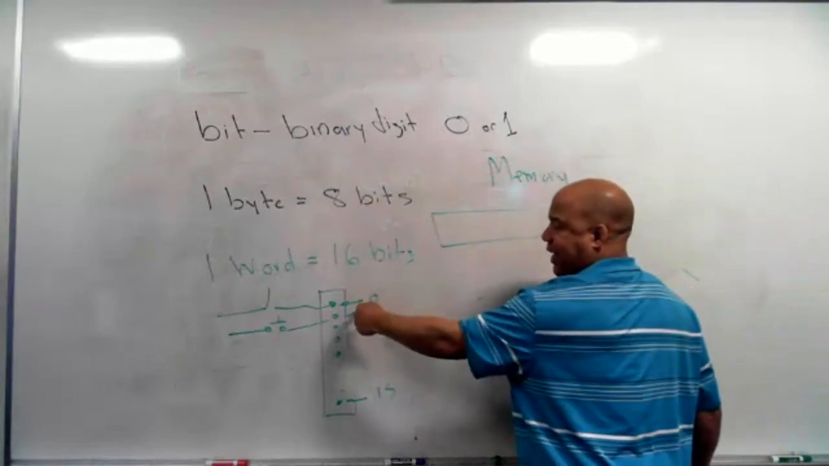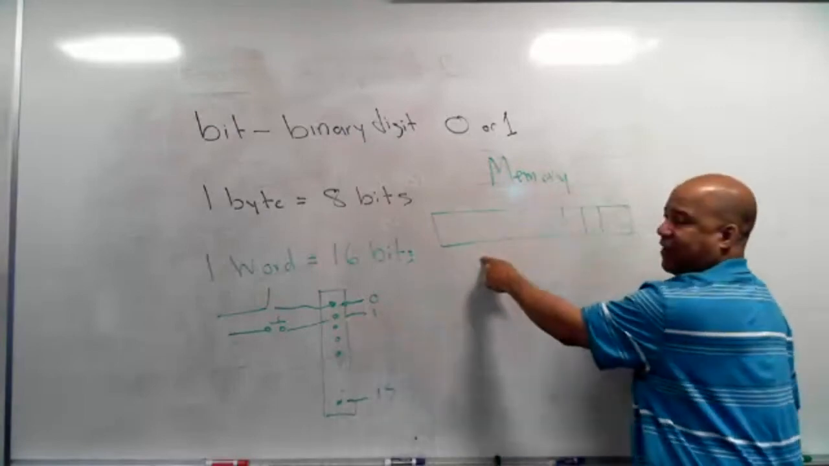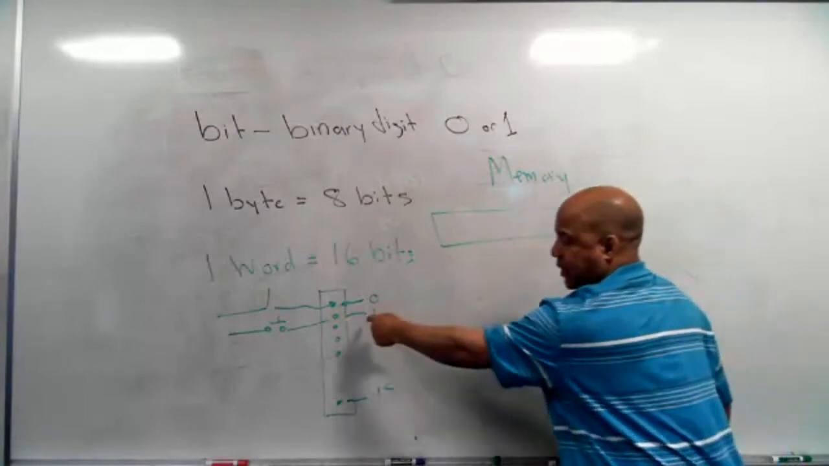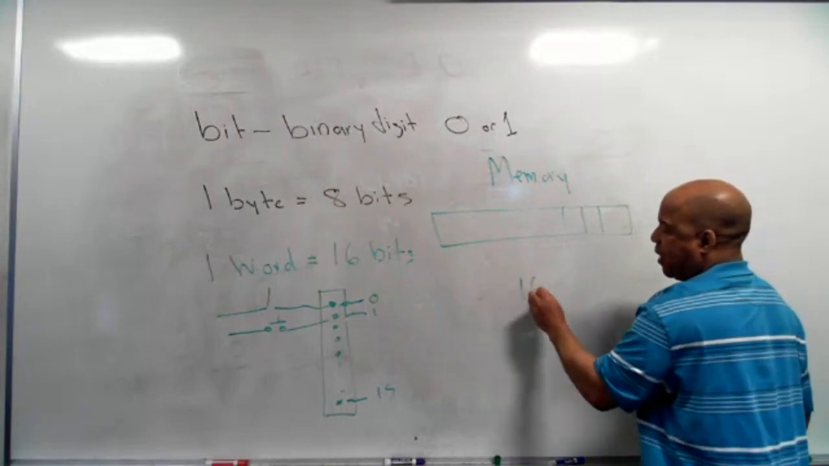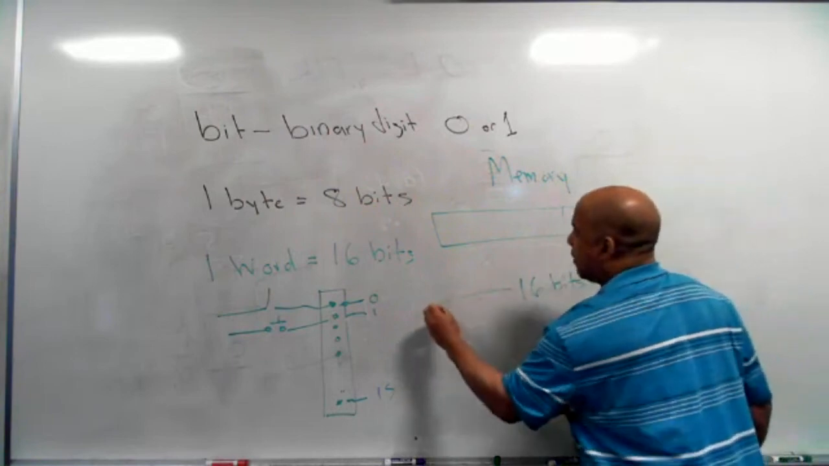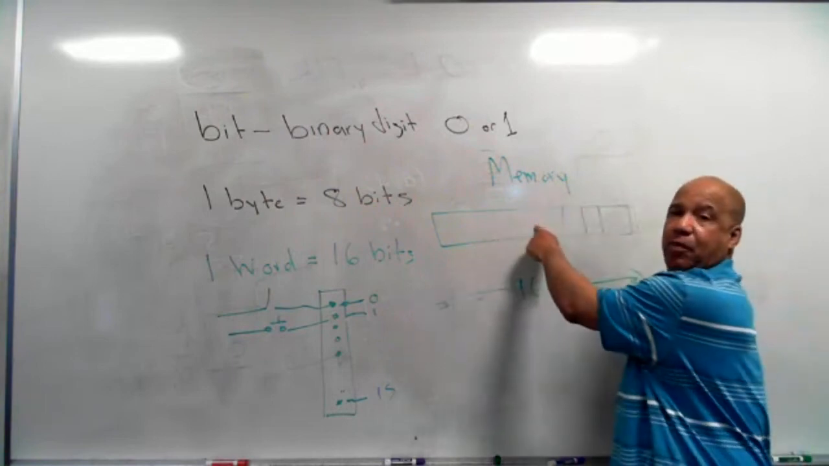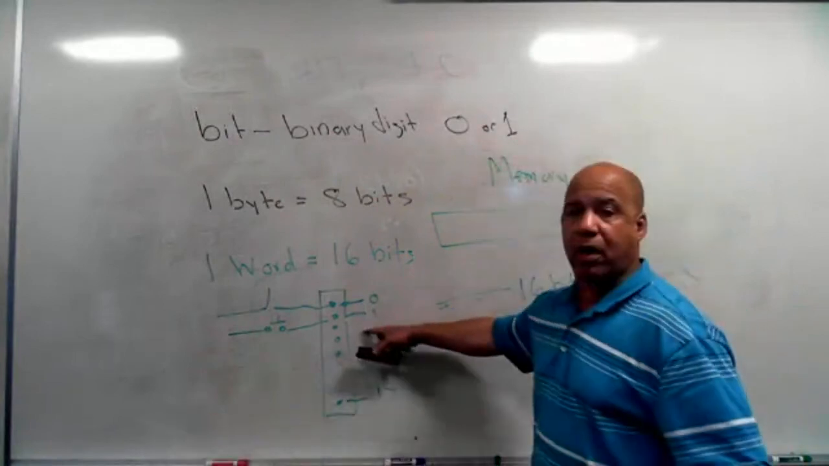If I have 16 actual screw terminals on my input module, then in order for this to map to each screw terminal, I'll have a register that's 16 bits wide. Now you've got to remember, this register is in memory. It's not a real thing. It's a virtual structure, whereas this is actual hardware.